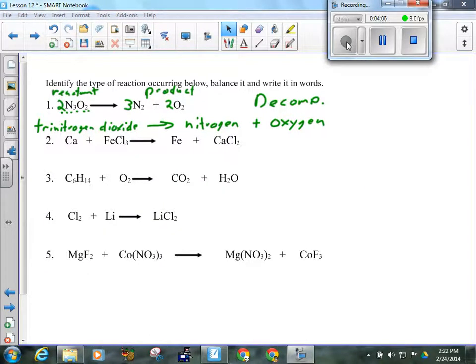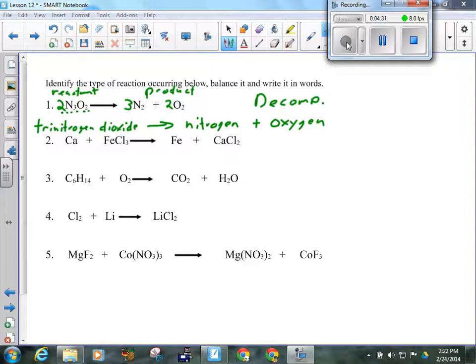All right, let's have a look at number 2 here. So in number 2, I've got an element by itself reacting with, what kind of compound is this? Caroline? It's ionic, okay, so we've got an element reacting with an ionic compound to form a new element and a new ionic compound. What's the only reaction type that goes with that pattern?